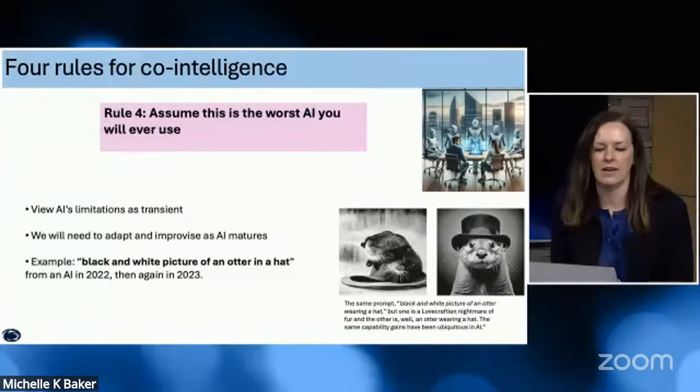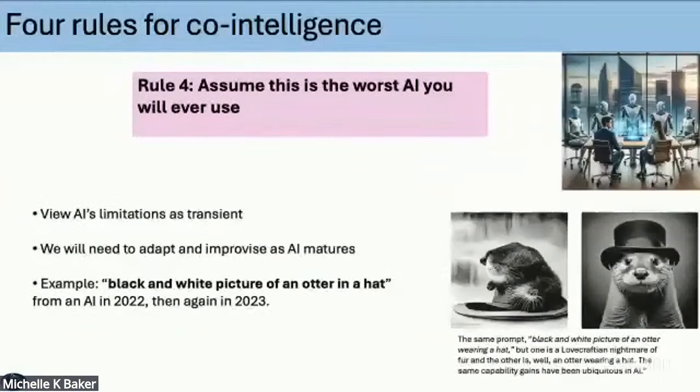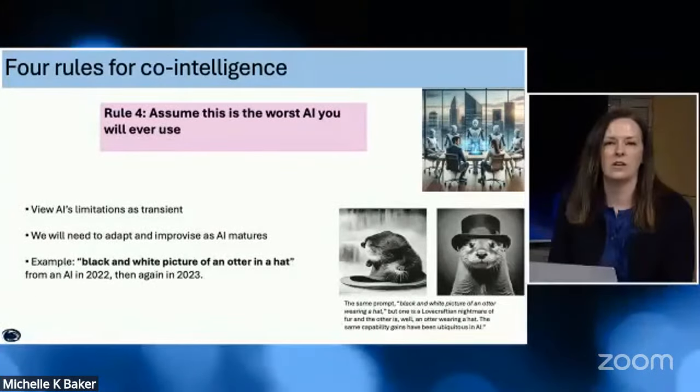As the semester wore on, that got better and better and better, and it's continuing to improve even today. And then, of course, this example I have here for you is an example of the same prompt that we're putting into the AI, which is a black and white picture of an otter in a hat. On the left, it was this funky, hattish sort of otter type thing. But in 2023, that was in 2022, in 2023, that same prompt yielded a really smart looking otter with a hat. Just to give you an example of how amazingly quickly this technology is improving.